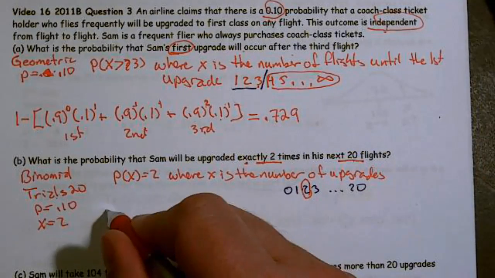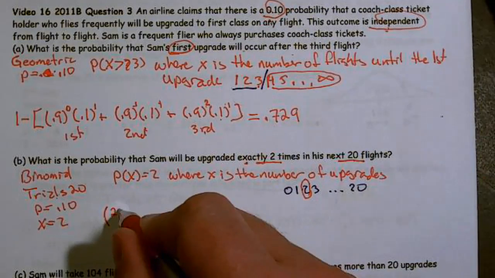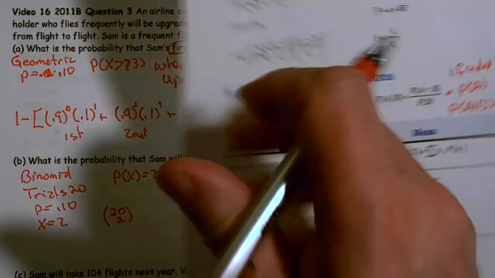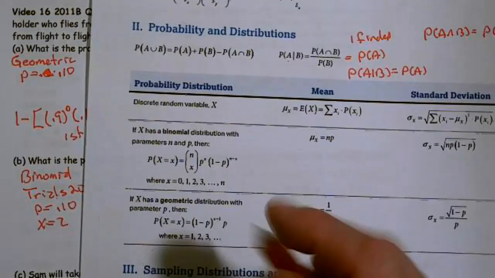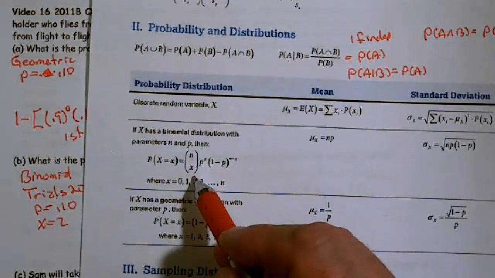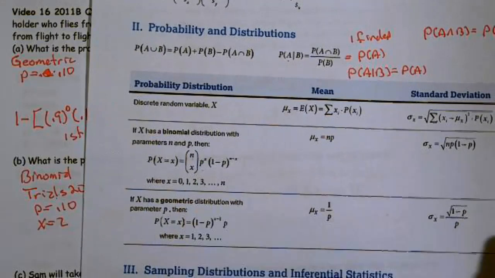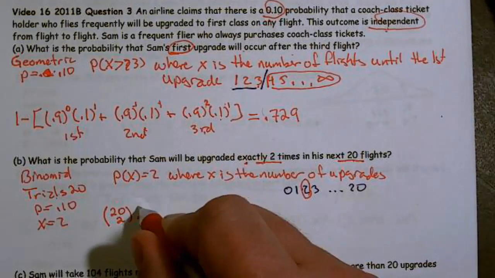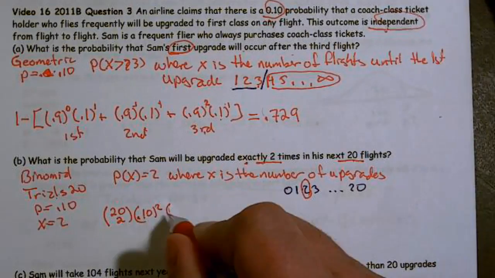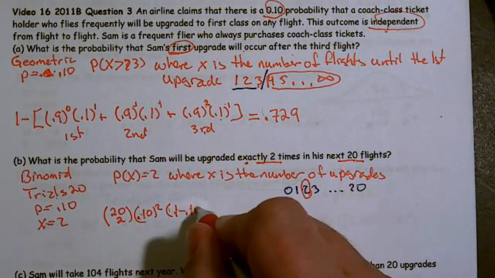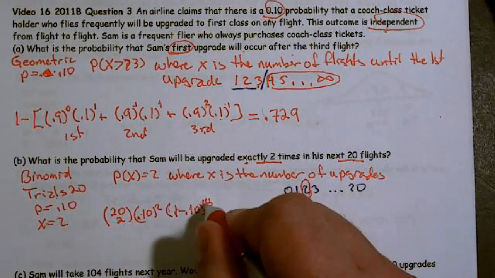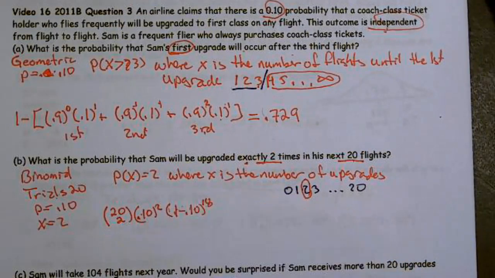My work is going to look like this: 20 choose 2. By the way, this formula is on the formula chart, and it's actually labeled binomial. N is my number of trials, X is 2, there's my probability. So 20 choose 2, 0.10 squared, 1 minus that, which is I'll just write 1 minus 0.10, but it's 0.9. And then 20 minus 2 is 18. These exponents must sum together.